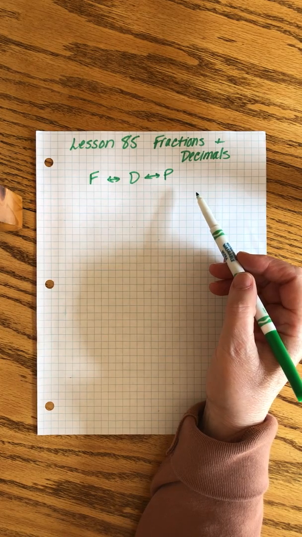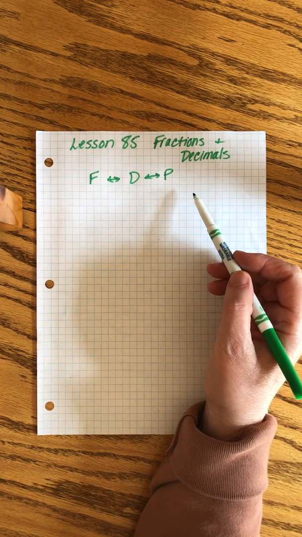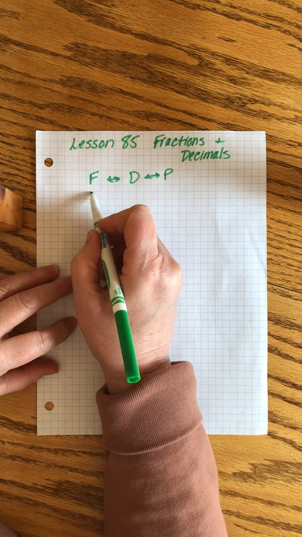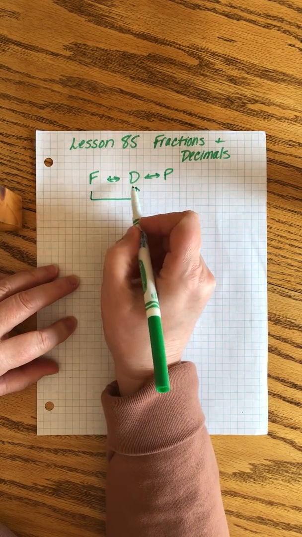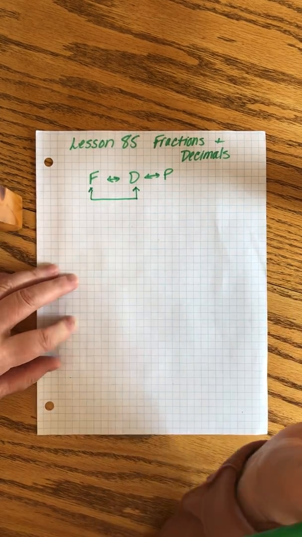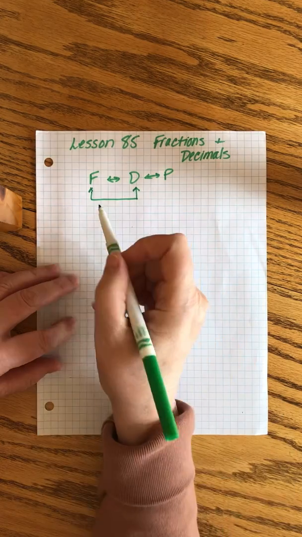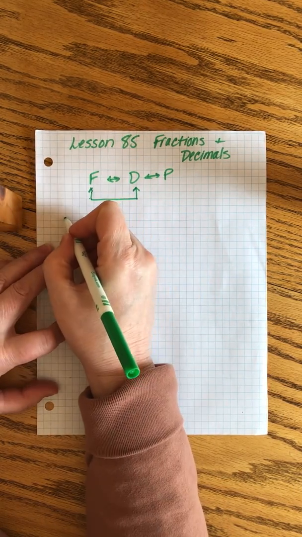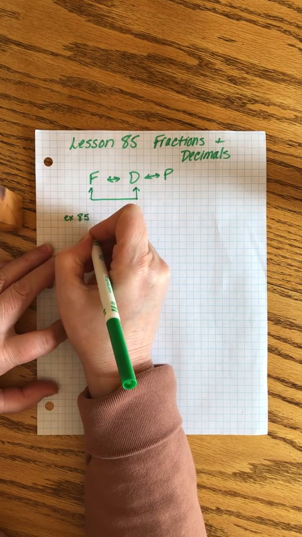And today's lesson is going to answer the question, what happens if we're doing any one of the four basic operations, addition, subtraction, multiplication, or division, and we combine fractions and decimals. Here's an example of what I'm talking about.